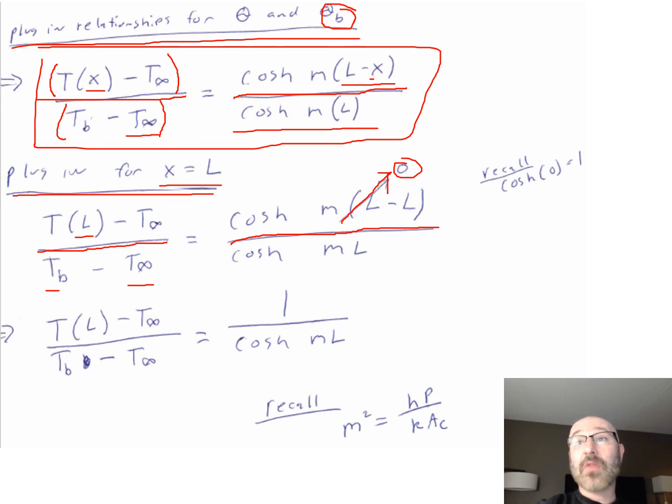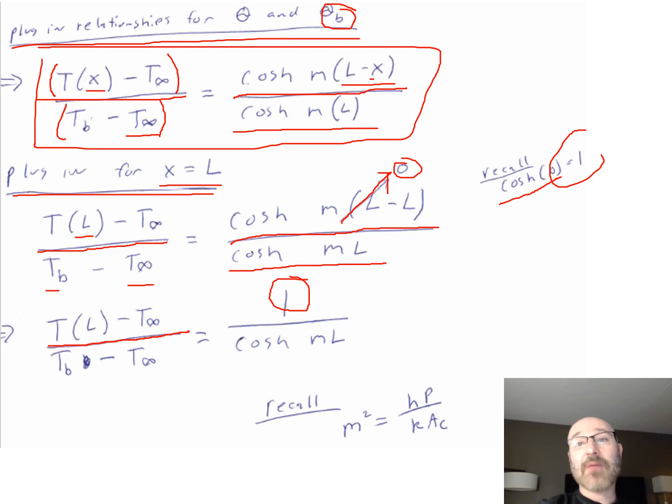So we recall now that the hyperbolic cosine of 0 is equal to 1. So the whole numerator now becomes a 1 right there. Then on the bottom we have the hyperbolic cosine of m times L. So we reduce this down. We now see we have T of L minus T infinity all over T sub b minus T infinity is equal to 1 over hyperbolic cosine of mL right there.